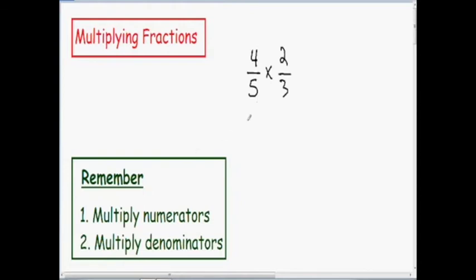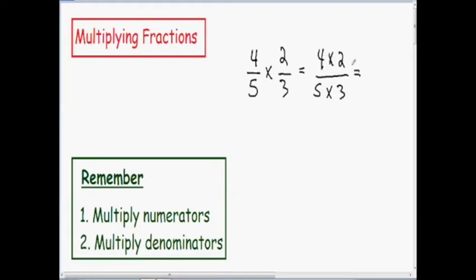So let's just get started right away with this example. Here we have 4/5 multiplied by 2/3. So following our steps, we just need to multiply our numerators. In our numerator, we have a 4 and a 2, so I'm going to multiply our 4 and 2 together. And in our denominators, we have a 5 and a 3, so I'm going to multiply the 5 and the 3 together.